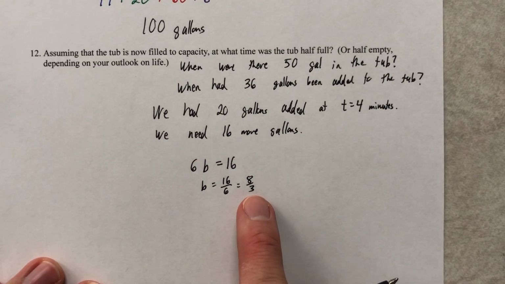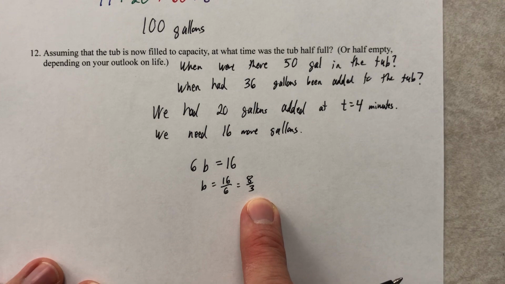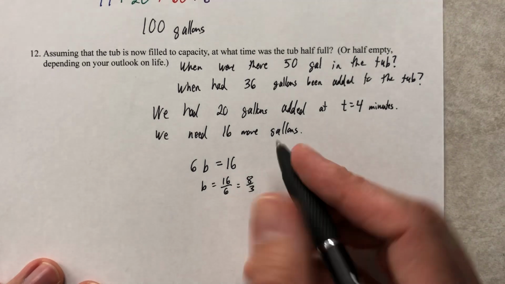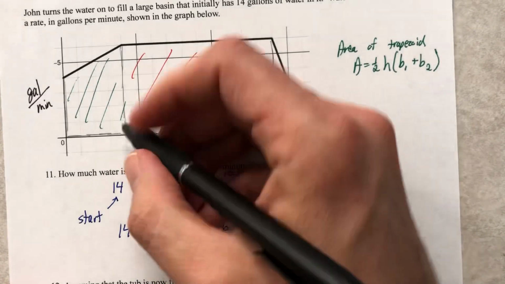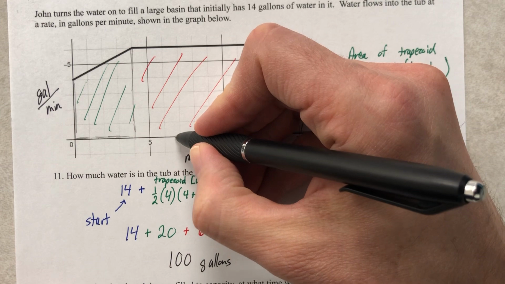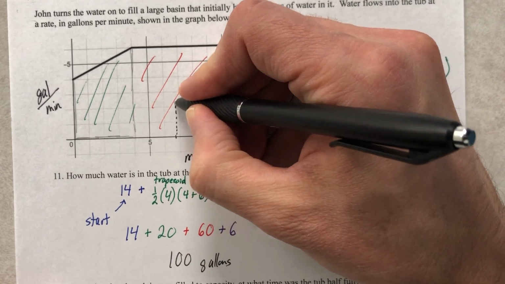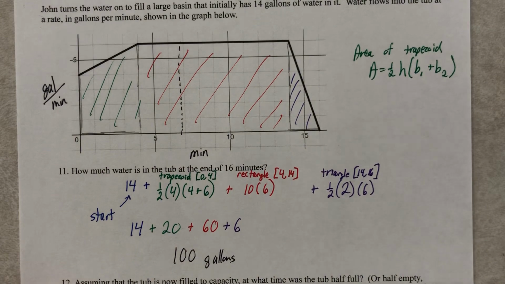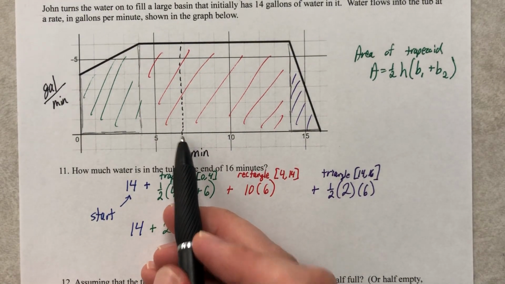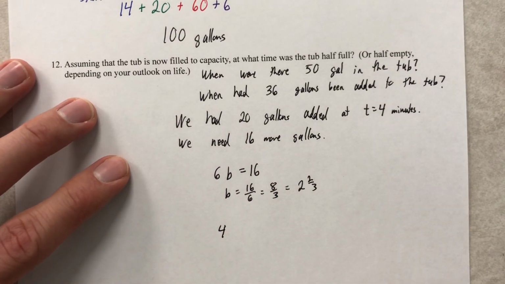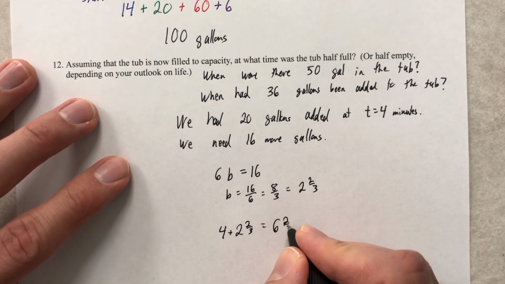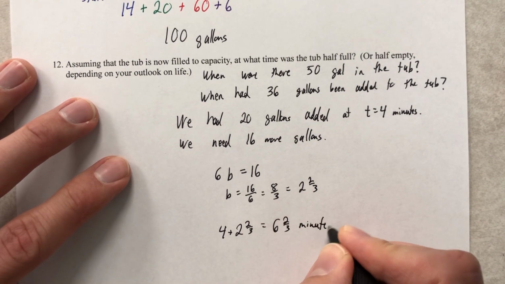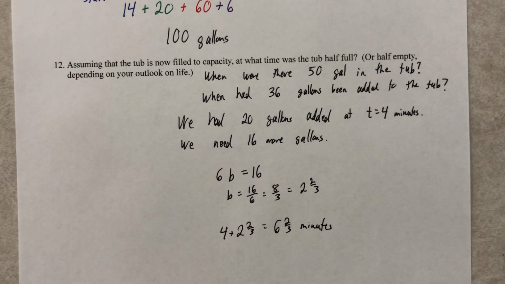All right, that is not my final answer. This 8/3, in case you care, that is 2 2/3, 2.6 repeating. That's going to happen when 2 2/3, about right here, about right there. And that happens at 6 2/3. So the 4 minutes that already elapsed to fill in the 20 gallons plus the 2 2/3 minutes is going to give me 6 2/3 minutes. At 6 2/3 minutes, we had 50 total gallons.